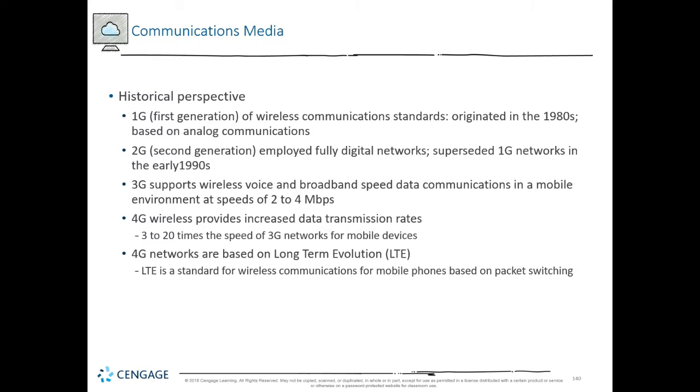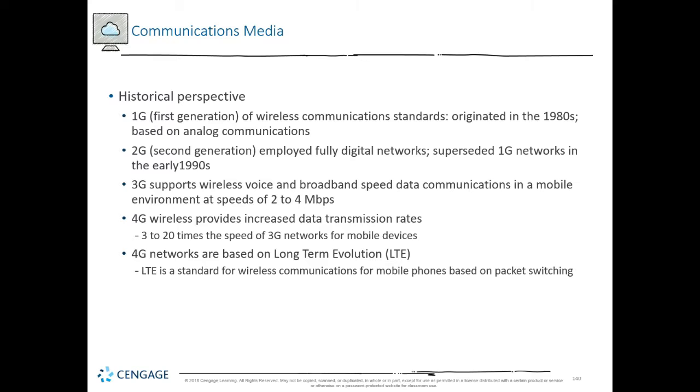Communication media. Historical perspective. 1G, the first generation of wireless communication standards, originated in the 1980s and was based on analog communication. 2G, the second generation, employed fully digital networks and superseded 1G networks in the early 90s.